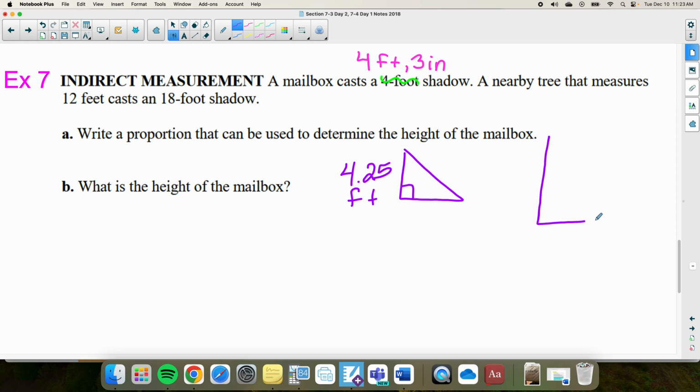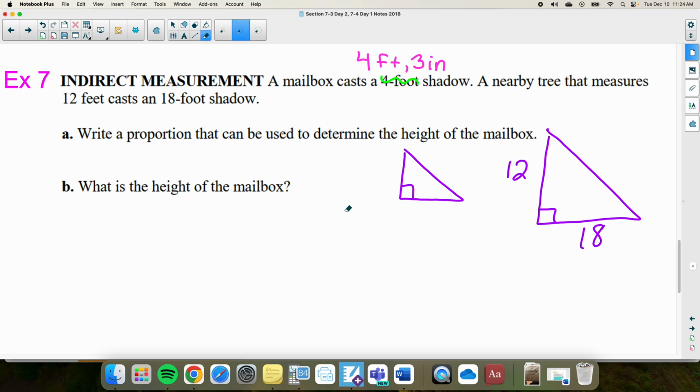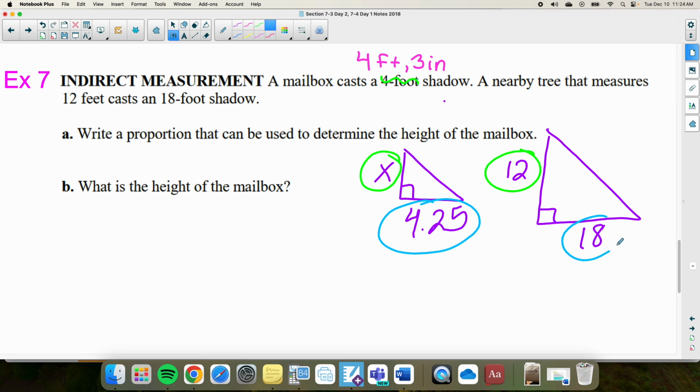And then we have this nearby tree that measures 12 feet that has an 18-foot shadow. What we want to do, I'm not really doing that great today. I put this in the wrong spot. So the 4 foot 3 inches is actually the shadow, not the height of the mailbox. So the 4.25 goes here. This is X, okay? Again, when you go to set this up, I would say these two correspond, these two correspond, and then we could write our ratio, okay?